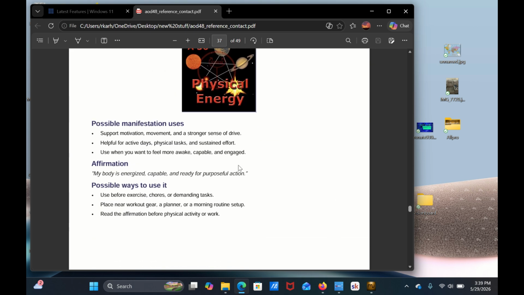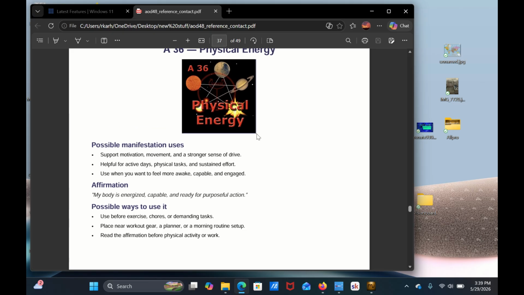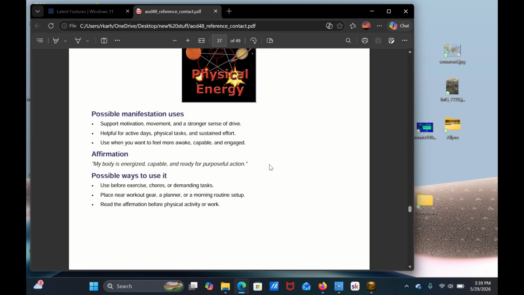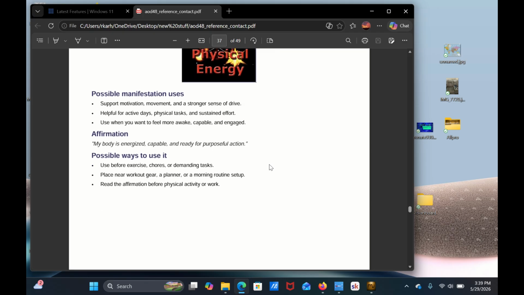Physical energy. Support motivation, movement, and a stronger sense of drive. Helpful for active days, physical tasks, and sustained effort. Use when you want to feel more awake, capable, and engaged. My body is energized, capable, and ready for purposeful action.